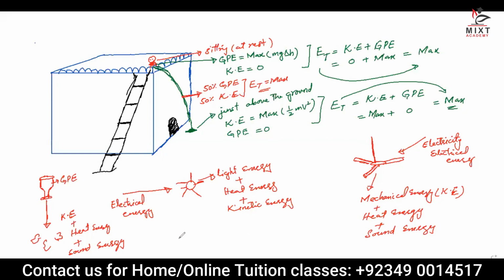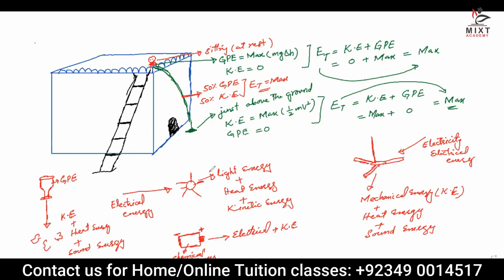Similarly, if I give you the dry cell, do you know the dry cell? The cell which is used in clocks. This dry cell has chemical energy, and chemical energy is converted into electrical energy plus kinetic energy. And if something is going on like lighting a bulb, then light energy will also be there.